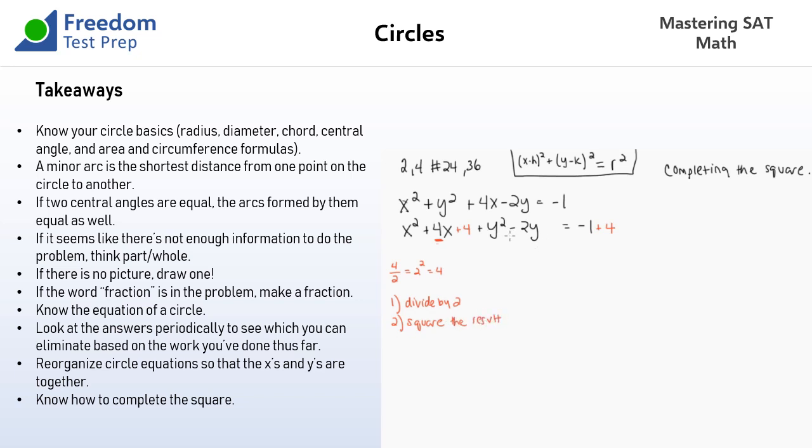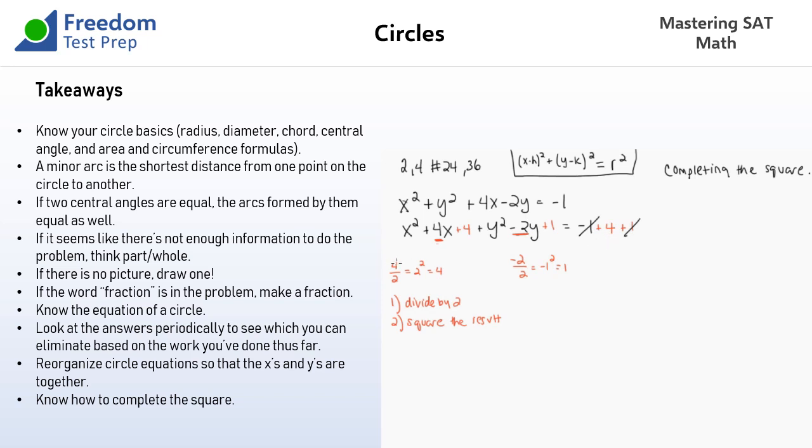All right, now we're going to do the same thing for the y's. We're going to take the -2. -2 divided by 2 gets you -1. And then step 2, we square the result. -1 squared is 1. So we're going to add 1 here, and what we do to one side of the equation, we do to the other side. Now, you can see that the -1 and the +1 cancel out, and we're left with 4.